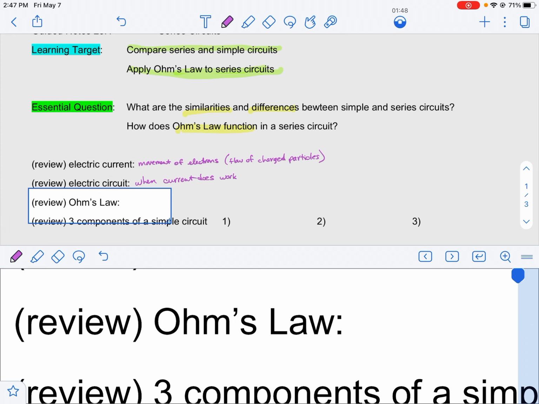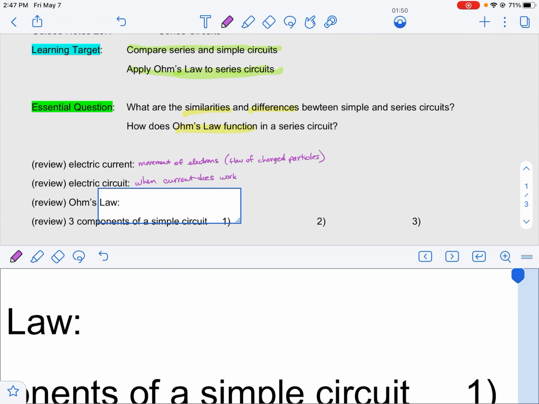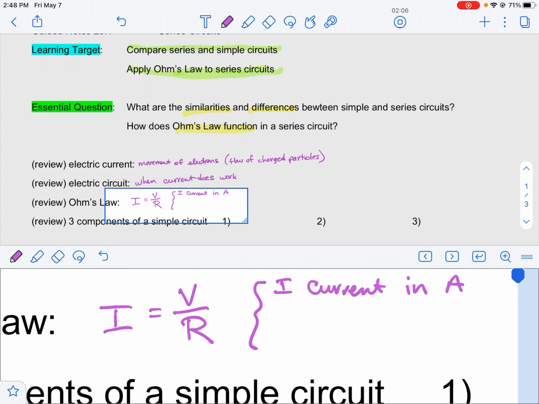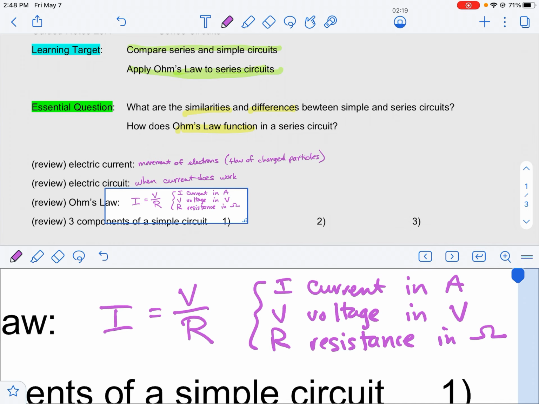And Ohm's law, what's Ohm's law? So remember that Ohm's law relates current, I stands for current, to the voltage and the resistance. So I equals V over R. And we know that I is current. We measure current in amperes. We know that V is voltage. We measure voltage in volts. And we know that R is resistance. And we measure resistance in ohms.